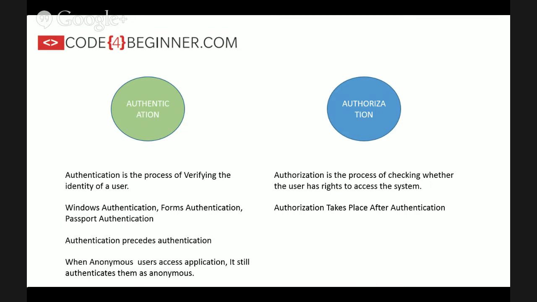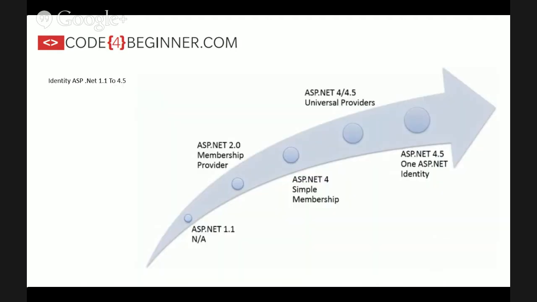Now, different types of authentication are Windows authentication, Forms authentication, and Passport authentication. Authentication always happens before authorization, and even when you are logged in as an anonymous user, you are authenticated as an anonymous user.